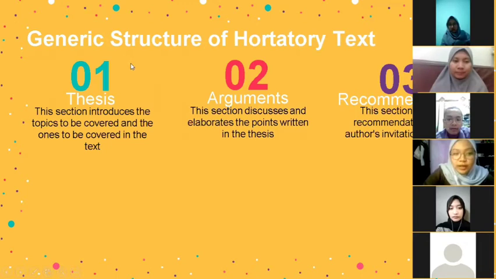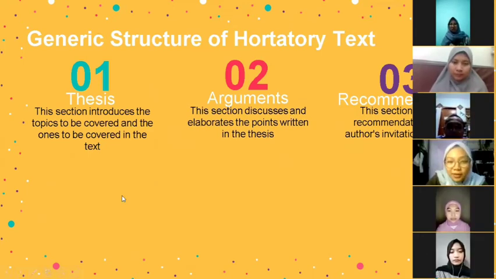The first one is the same with the analytical. We have thesis here. The section also introduces the topics to be covered in the text. The second is arguments. It is also the same with analytical. This section discusses and elaborates the points written in the thesis. The last is recommendation. This section contains recommendation or the author's invitation to the readers.